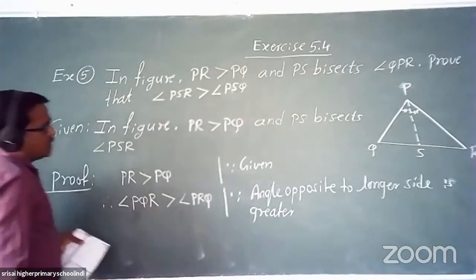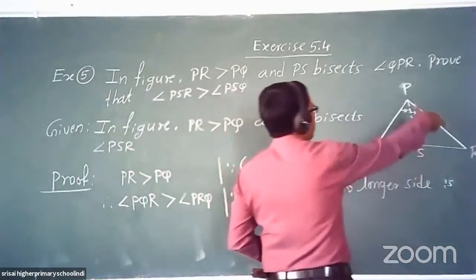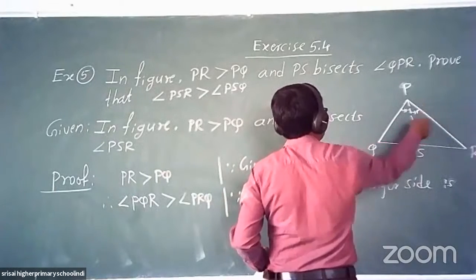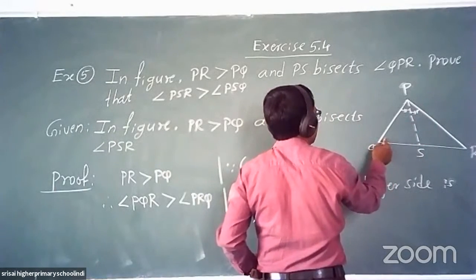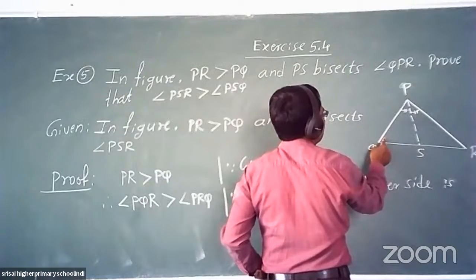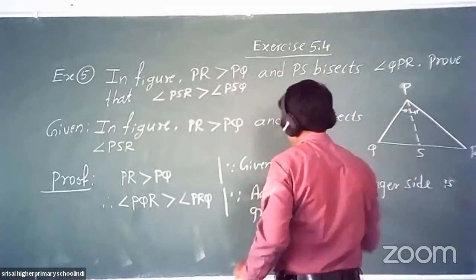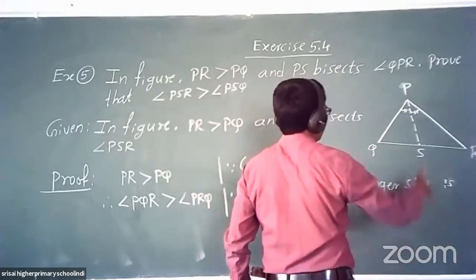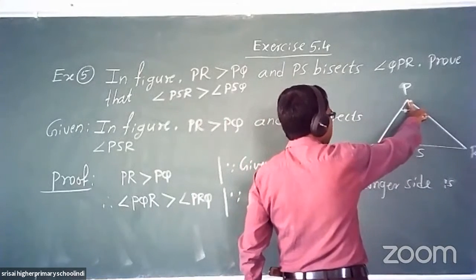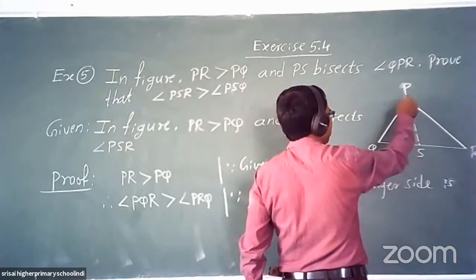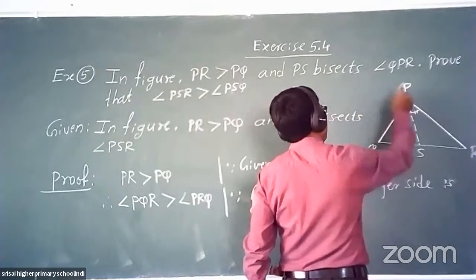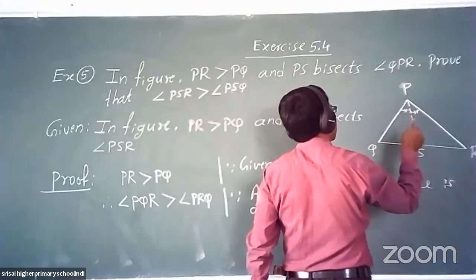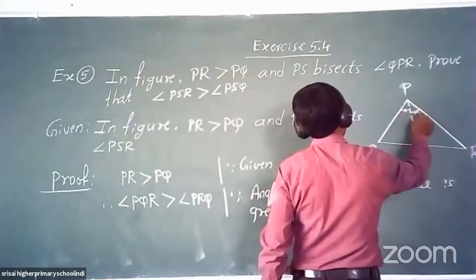One more thing here. What we said, PR is longer, so its opposite angle Q is greater than R. This is one point. Then it is told PS is the angle bisector. PS bisects angle P, meaning QPS and SPR both are equal.